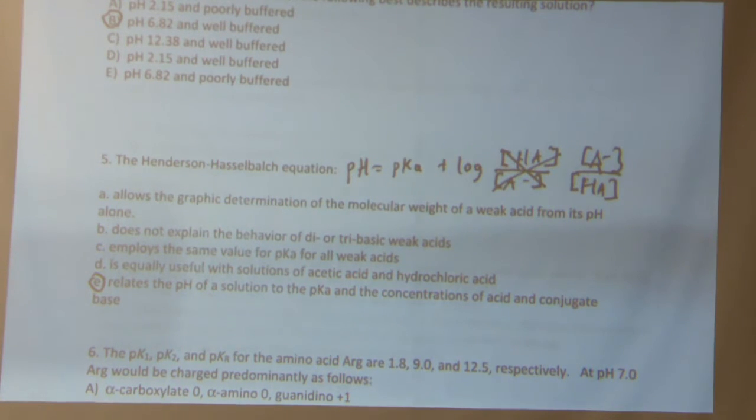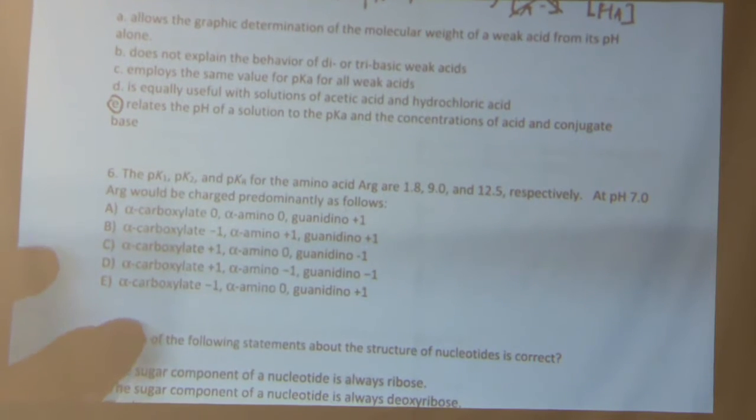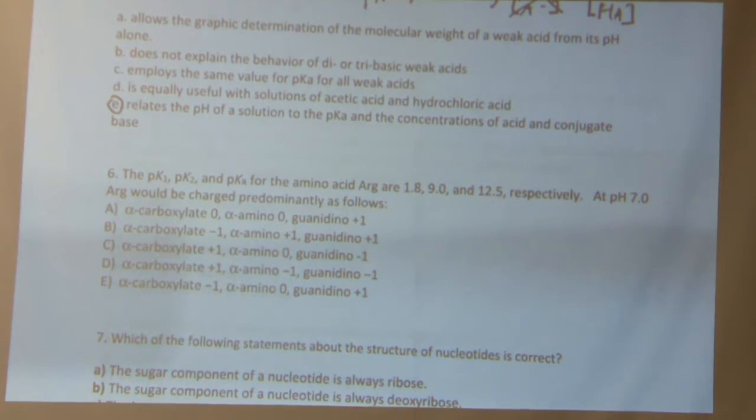Awesome. So that's E. So for number 6, the pKa1, pKa2, and pKR for the R group for the amino acid arginine are 1.8, 9, and 12.5 respectively. At pH 7, arginine would be charged predominantly as follows. So I'll give 30 seconds to figure out this one, and we'll go over what we think the answer is.